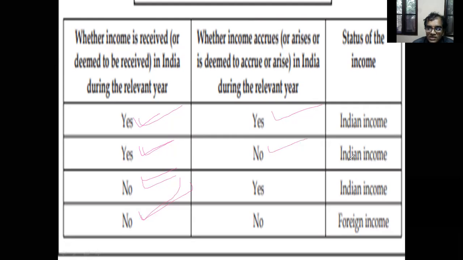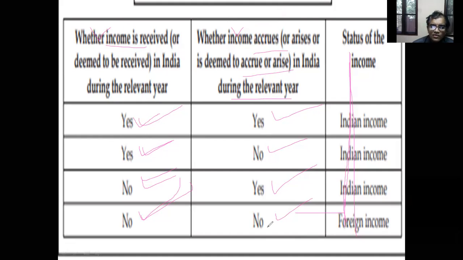Whether income accrues in India during the relevant year, no. These are the statuses of the income that you have to remember. One holds good for a domestic company and the other holds good for a foreign company. If income accrues in India during the relevant year, yes, it will be treated as Indian income and you have to pay tax, even as a foreign company. If no, it is foreign income. So the status of income is divided based on receivability and on whether it accrued in India during the relevant year or not. That is how you have to understand it.